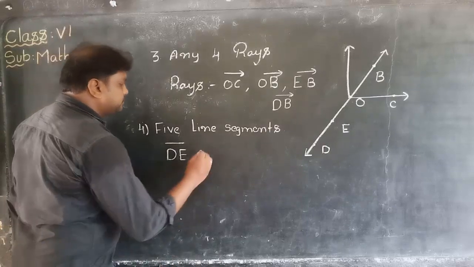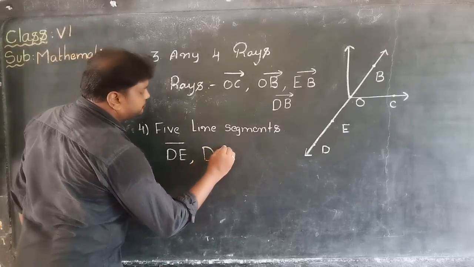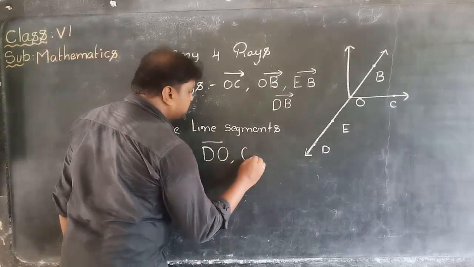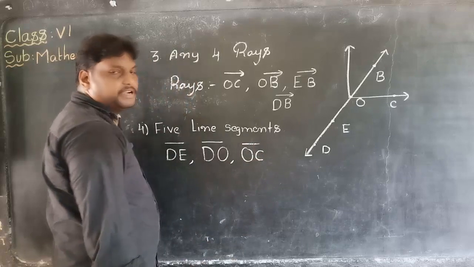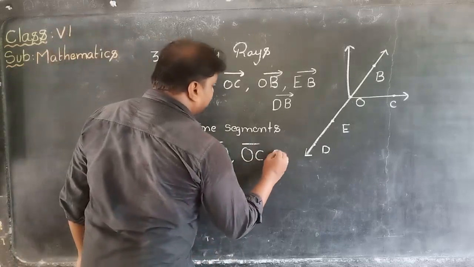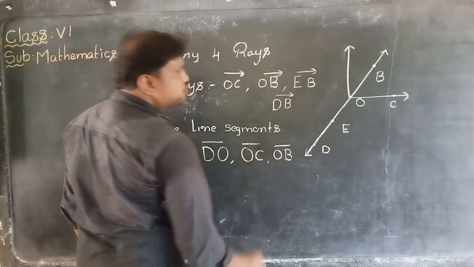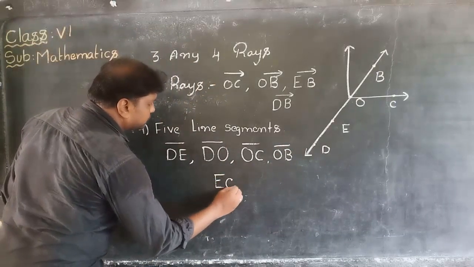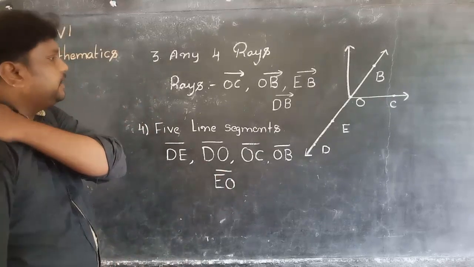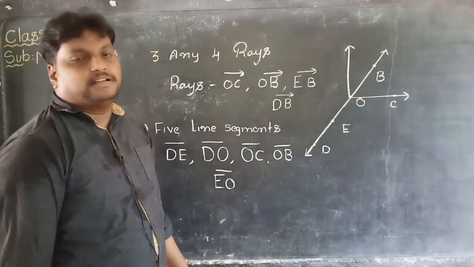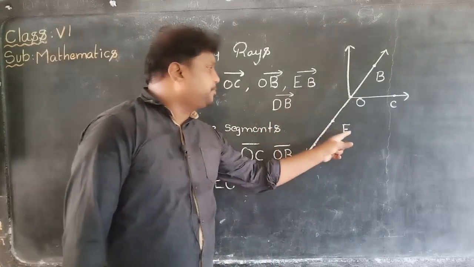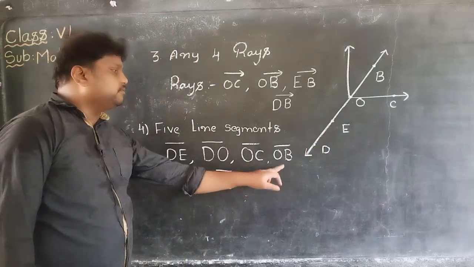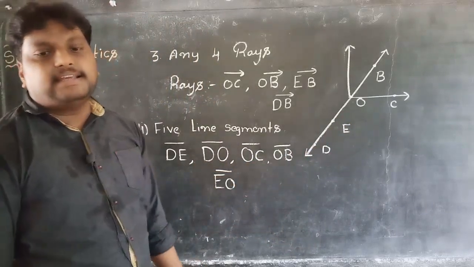Next, DO is a line segment. Next, OC is also one line segment. Next, OB is also one line segment. Next, EO is also one line segment. We can take DB also as one line segment. Okay, DE, DO, OC, OB and EO. These are the line segments.